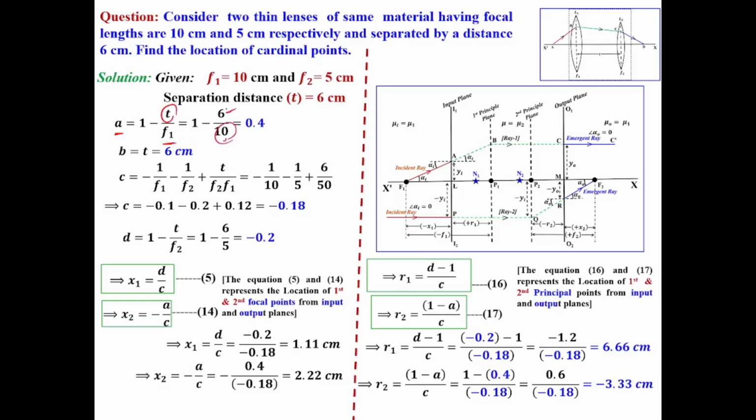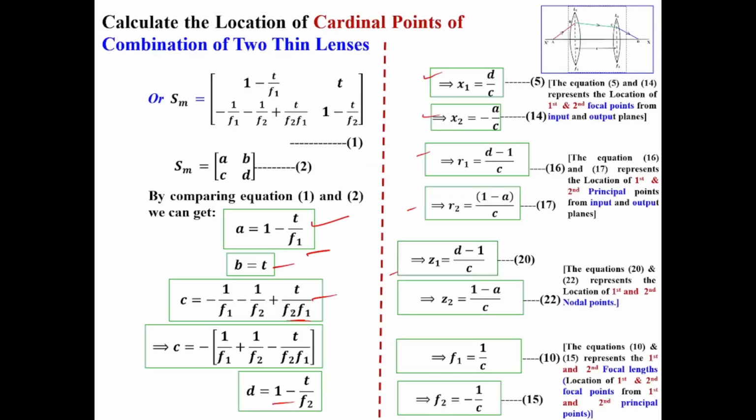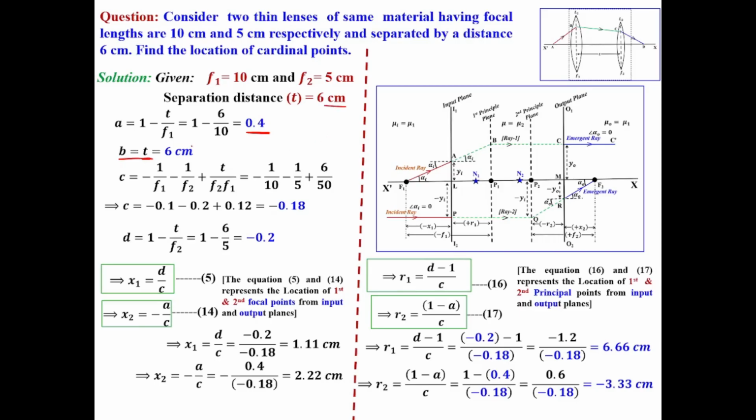Okay, so here we found this value is 0.4. You just calculate with your calculator. B value, it is given that B equal to T. T is given as 6 centimeter, and here it is unitless because centimeter got cancelled. So 1 minus 6 by 10, we can get 0.4.